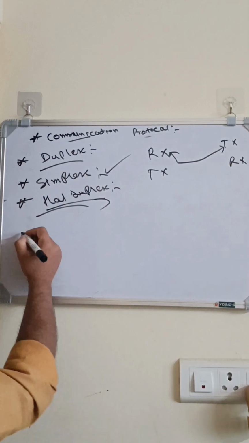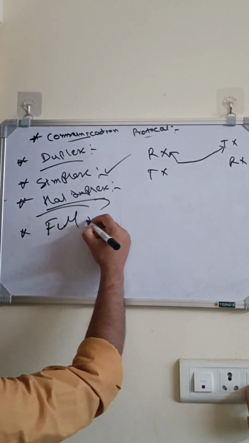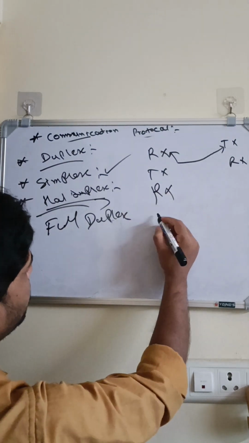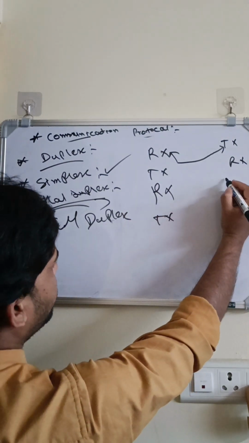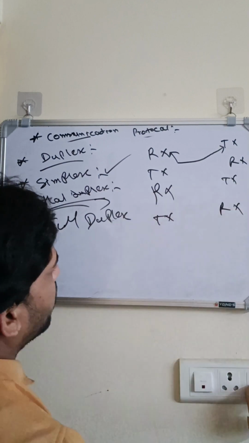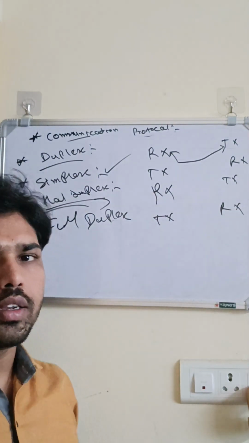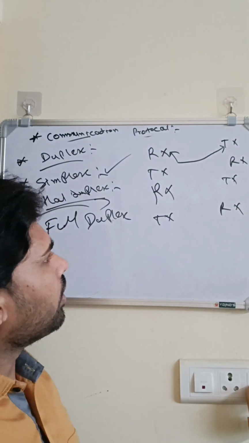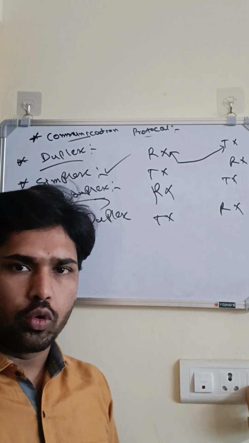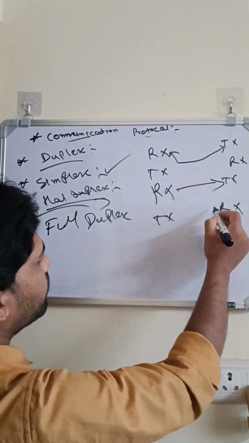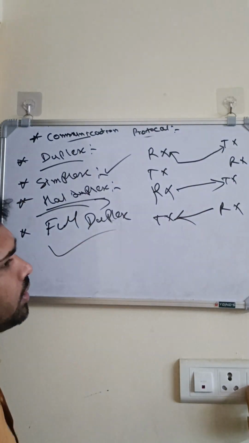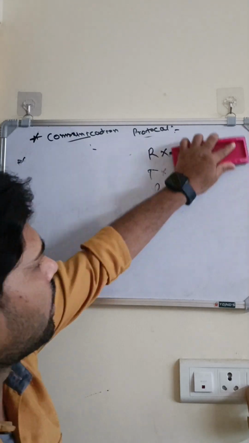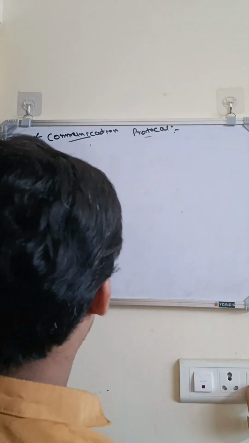Coming to full duplex. Here in full duplex also there are two directions, 2 TX, 2 RX, but at the same time we are transmitting in two ways also. That's full duplex. I hope you got some information.